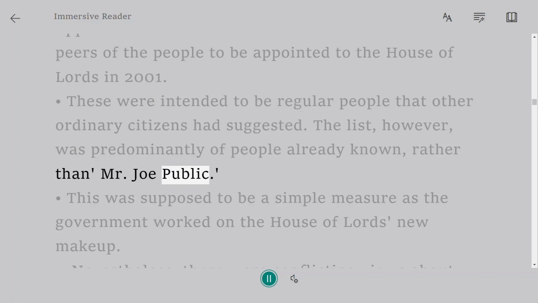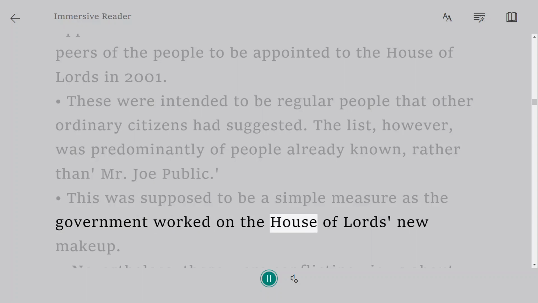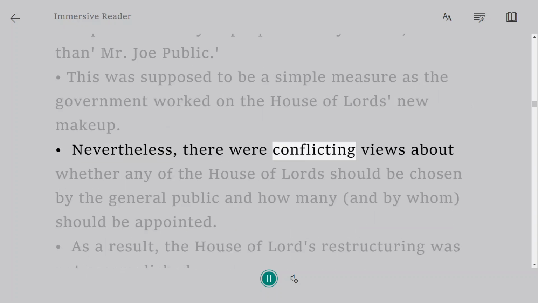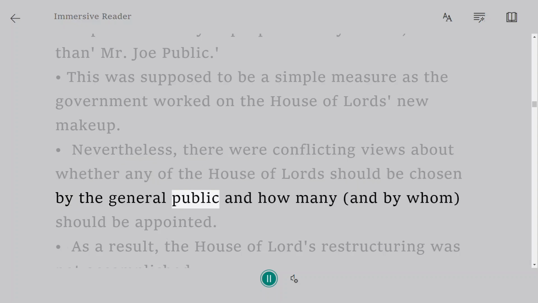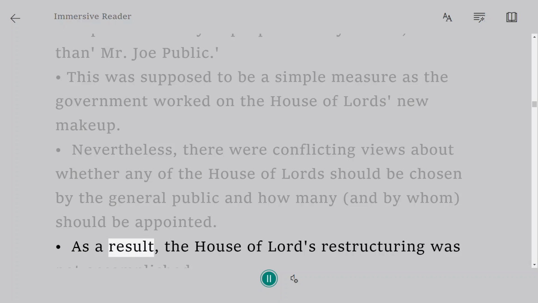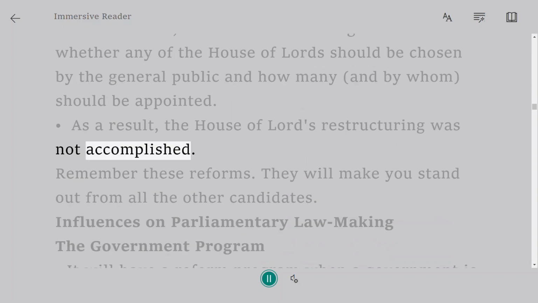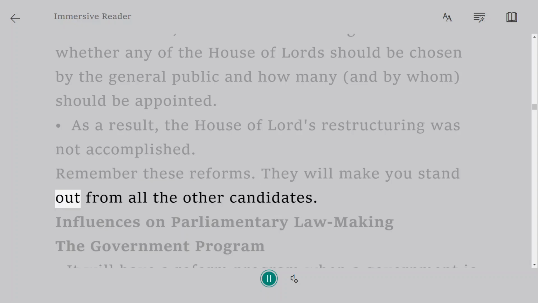This was supposed to be a simple measure as the government worked on the House of Lords' new makeup. Nevertheless, there were conflicting views about whether any of the House of Lords should be chosen by the general public and how many, and by whom, should be appointed. As a result, the House of Lords restructuring was not accomplished. Remember these reforms. They will make you stand out from all the other candidates.